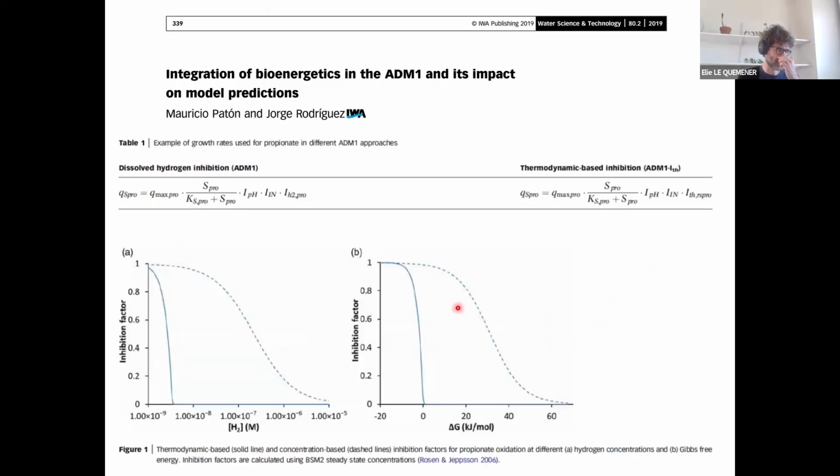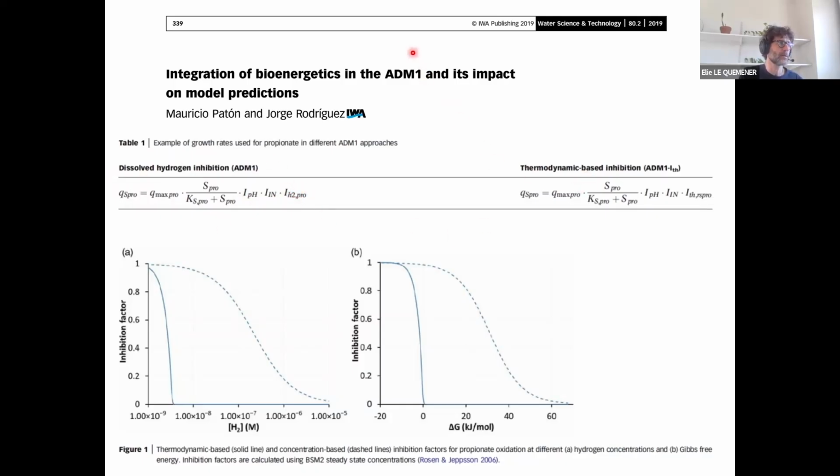Maybe you saw that in the model. The classic way to take that into account is to have an inhibition term, a classic inhibition term. So here you have the rate of, for example, propionate consumption. You have a maximum rate, and then you have a Monod-like function with some inhibition terms, one for pH, one for nitrogen, and one for the H2 partial pressure. That's the classic way to do it.